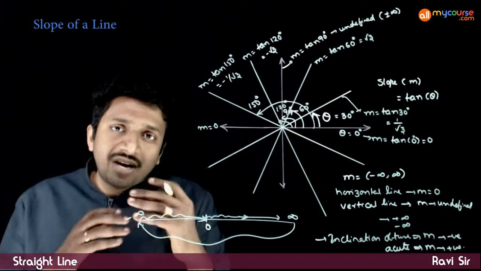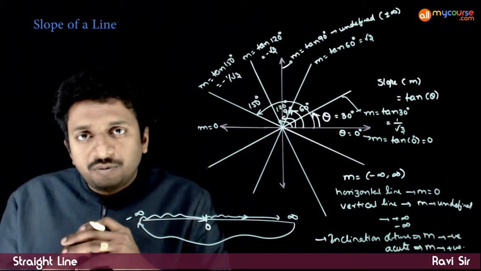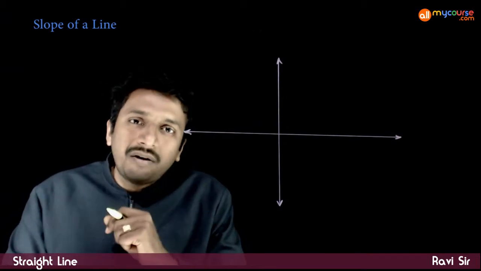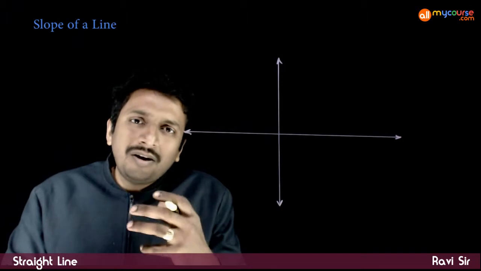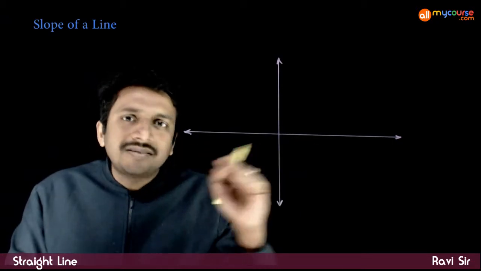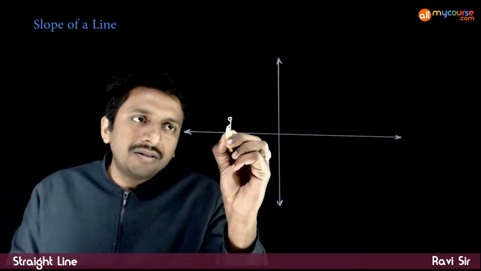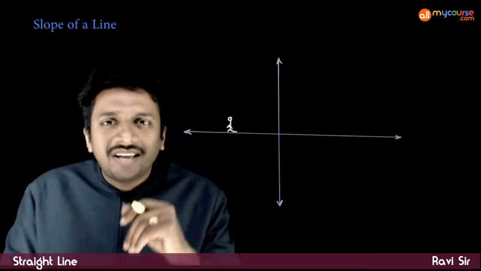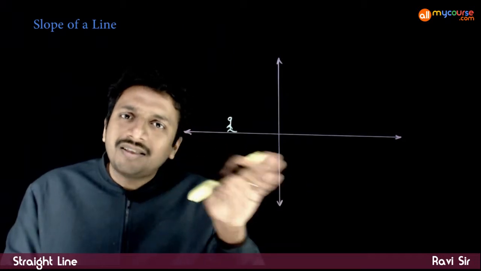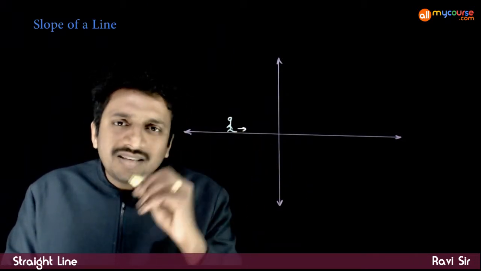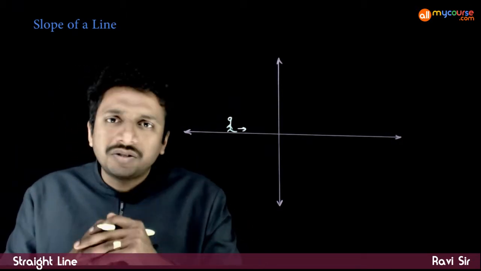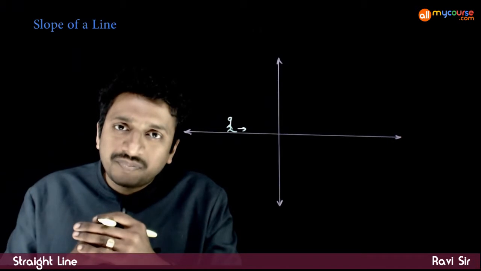Now let us try to further understand the physical meaning of slope. So what do you mean by slope in general language? So assume that x-axis is a road. So assume that you are walking on this road. If I ask you what the slope of this line is, you say that this is horizontal, there is no slope. You're not moving up, neither are you moving down. The road is perfectly horizontal, hence the slope is equal to 0.